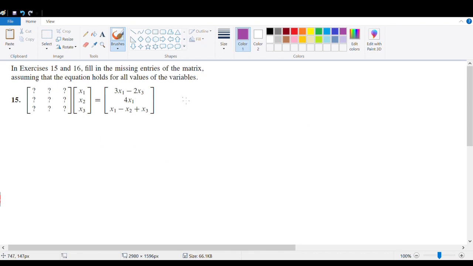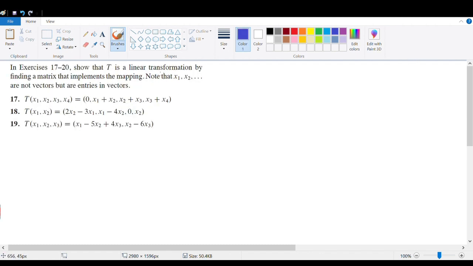In exercises 15 and 16, fill in the missing entries of the matrix, assuming that the equation holds for all values of the variables. Here we have a 3 by 3 matrix multiplied by a vector x1, x2, x3. The result of the transformation will be in this form. So A should be just the coefficients of these entries. For x1, the coefficients are 3, 4, 1, so the first column will be 3, 4, 1. The coefficient of x2 is 0, then 0, and the third one is minus 1. Then the coefficients of x3 are minus 2, 0, 1. So this is our matrix A, because if we multiply it by x1, x2, x3, we get this result.